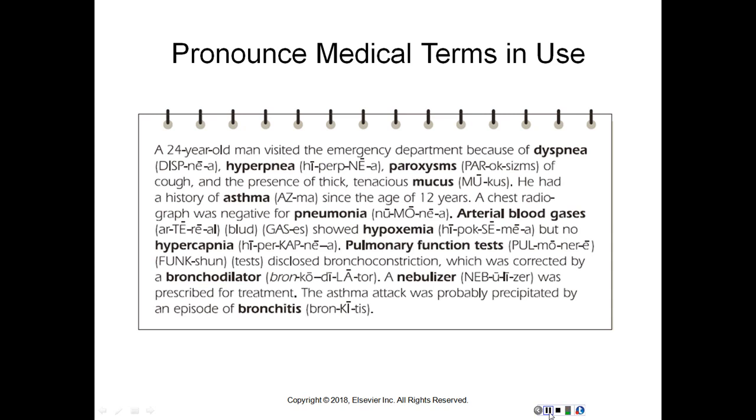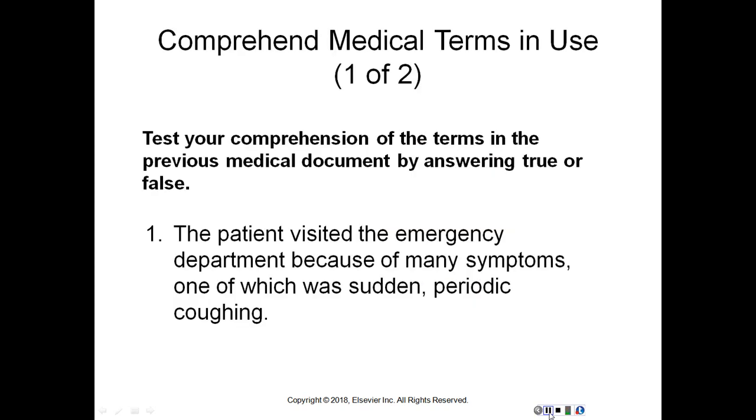So now here are the questions. These are true and false. Number 1, the patient visited the ED because of many symptoms, one of which was sudden periodic coughing. And that was true. And that would be the term paroxysm that was used in the scenario.